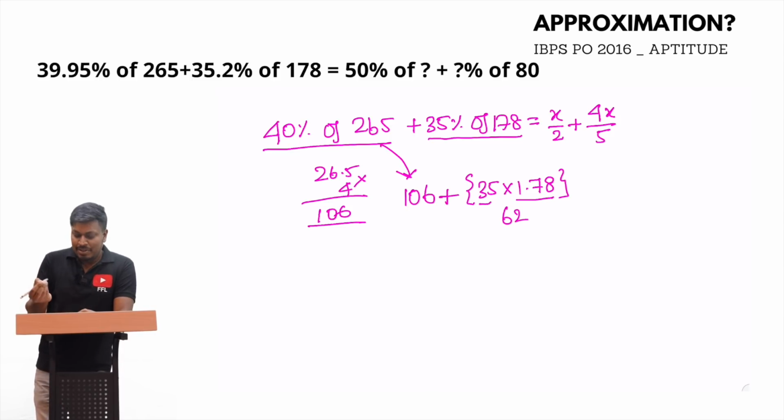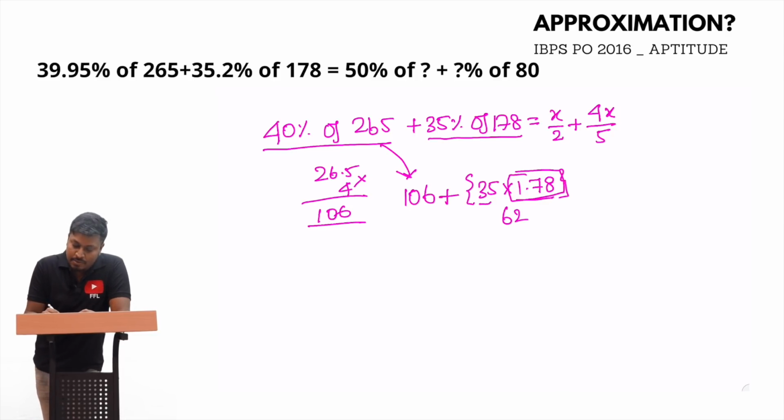Got it? Because just go with an approximate value. It is definitely not 2, right? If it is 2, 35 into 2 is 70. But here it is 0.3 less. So 0.3 of 35 will be 8 something, so less than 70. So only I have written 62. So 106 plus 62 will be 168. Got it? So now we can write 168 is equal to x by 2 plus 4x by 5.